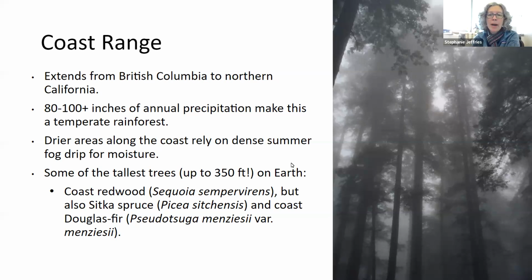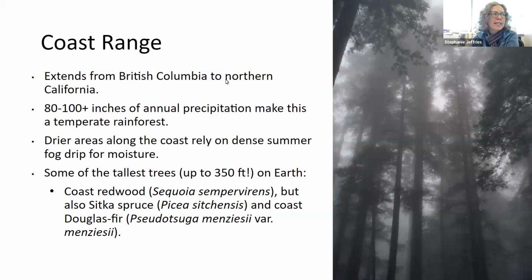So a little bit more about the Coast Range, right? Like I said, it extends from British Columbia to Northern California and actually into Southern California, although that's not the forest type that we'll focus on in dendrology. Annual precipitation is huge, right? 80 to 100 inches. And so a lot of this would be considered temperate rainforest and a very unusual forest type and one that's pretty rare around the world.